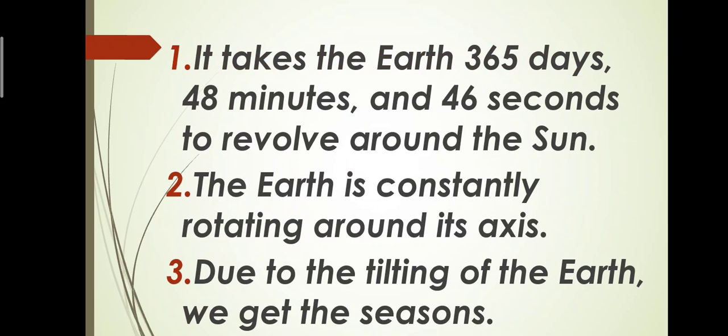And the last one is the tilting of the Earth. As well as the spinning on its axis, the Earth also tilts. Due to the tilting of the Earth, we get the seasons. As we know, there are overall 4 seasons: summer, winter, autumn, spring. These seasons occur due to the tilting of the Earth. This means that some parts of the Earth are positioned closer to the Sun at certain times of the year than other parts, and further away from the Sun at other times of the year.